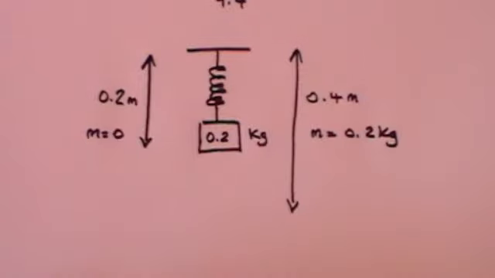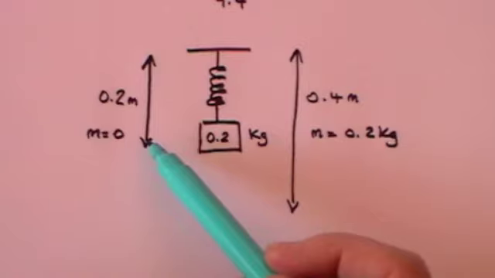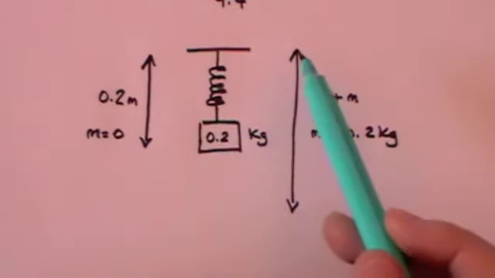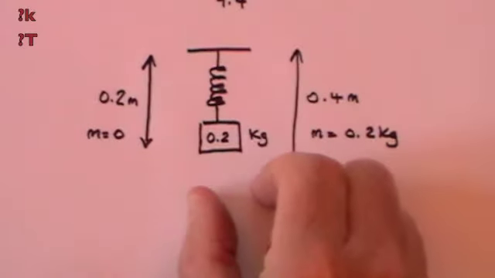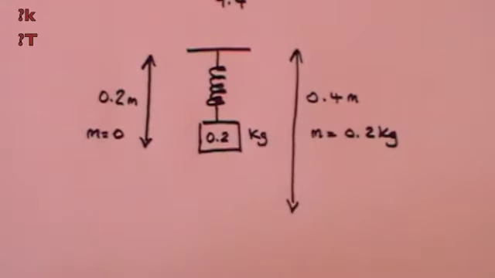We're given a spring and we're told that when there is no mass on the spring, its natural length is 0.2 meters. When you put a 0.2 kilogram mass on the spring, then it will extend to 0.4 meters. And we're asked to find several things. Firstly, what is the spring constant or the stiffness constant K? And secondly, if we pull this mass down a small amount and let go so that it now oscillates, what will the period of the oscillation be?